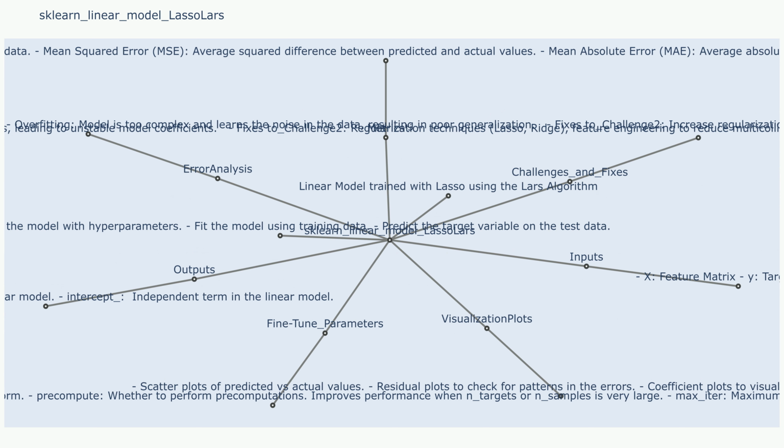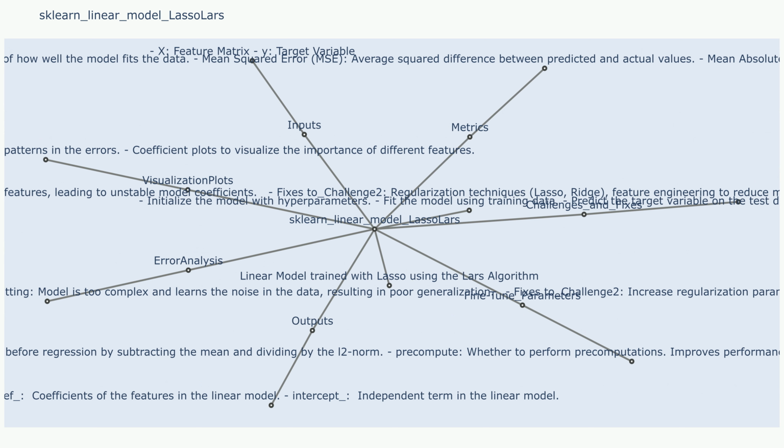Y, a 1D array of dependent variables. Outputs: Coef, a 1D array of coefficients of the linear model. Intercept: the intercept of the linear model. Steps: the LARS algorithm starts by selecting the feature that is most correlated with the target variable.